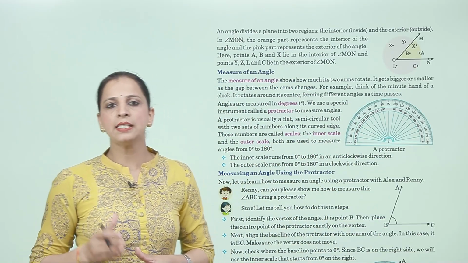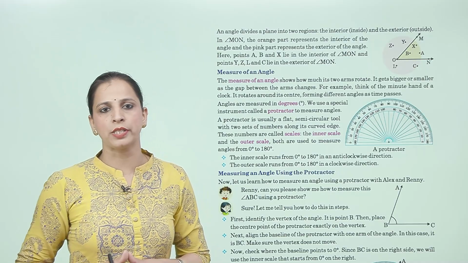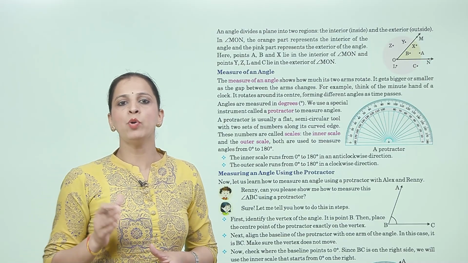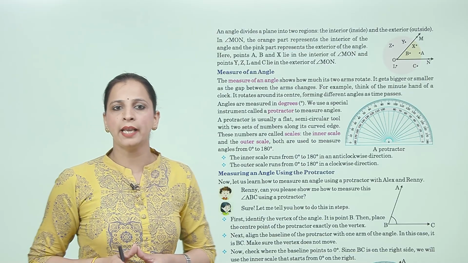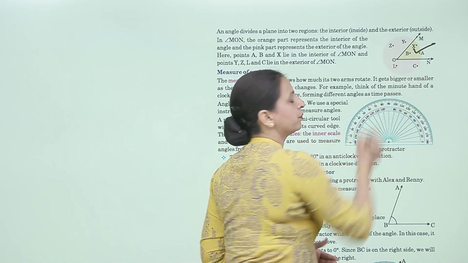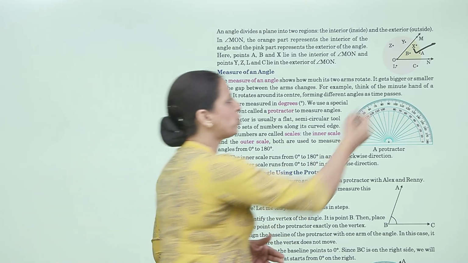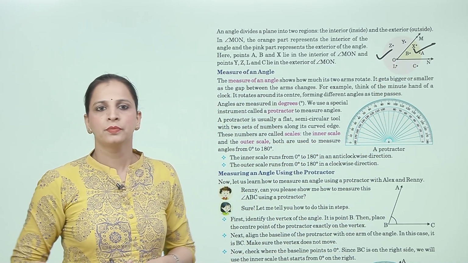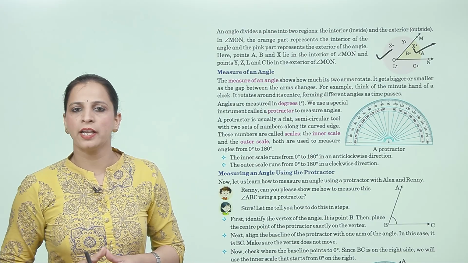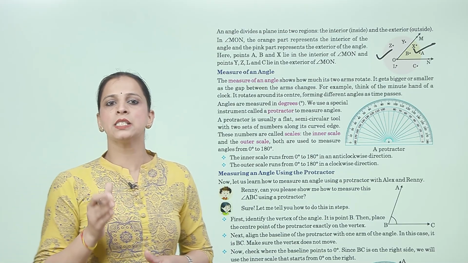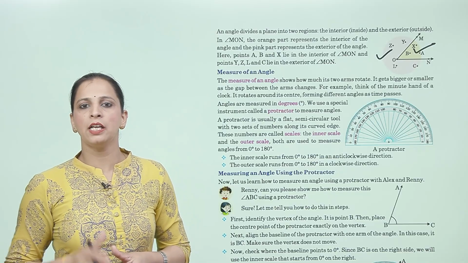An angle divides a plane into two regions, the interior inside, the exterior outside. In angle MON, the orange part represents the interior of the angle and the pink part represents the exterior of the angle. Here points A, B and X lie in the interior of angle MON, and points X, Z, L and C lie in the exterior of angle MON.